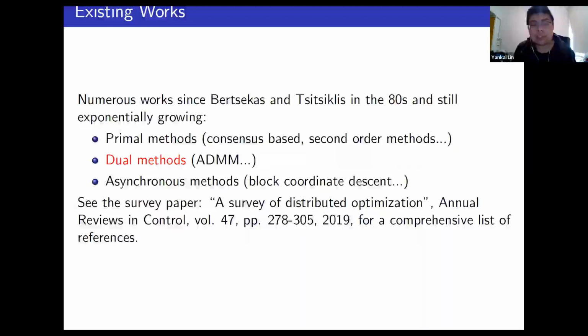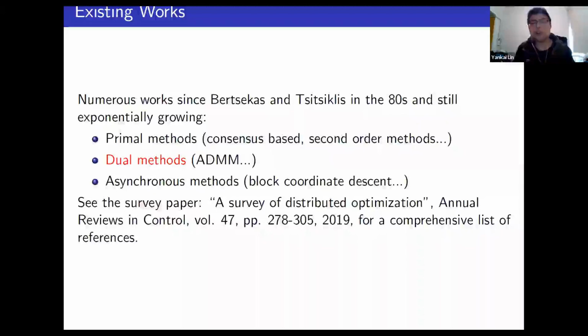ADMM, that's alternating direction method of multipliers. So it's using the same idea, but it's using a slightly different formulation from what we're going to talk about today. And the third one is asynchronous methods. For example, if you know block coordinate descent, you have an optimization problem where you only update a subset of the components of your decision variable, so that they don't have to be synchronized. And today the algorithm we're going to talk about also borrows ideas from this method.